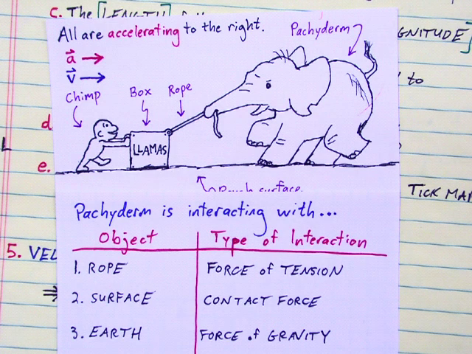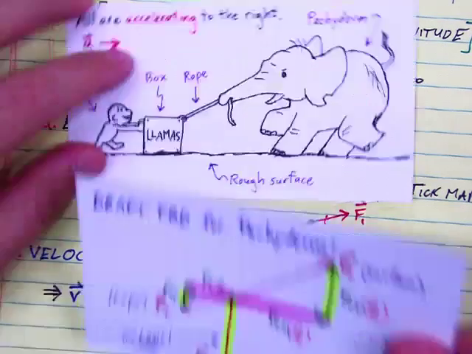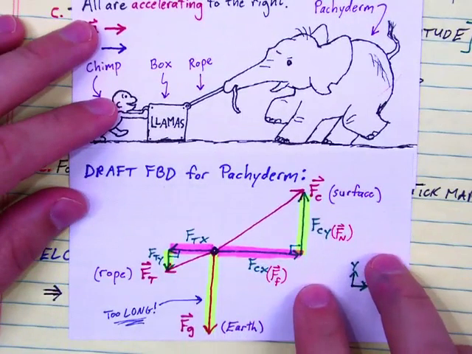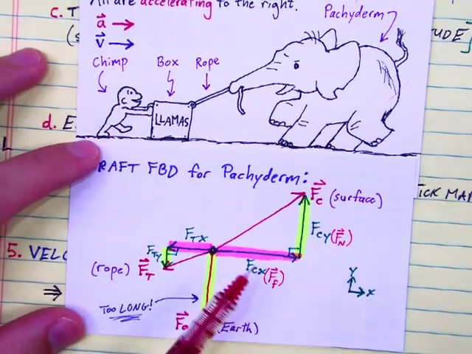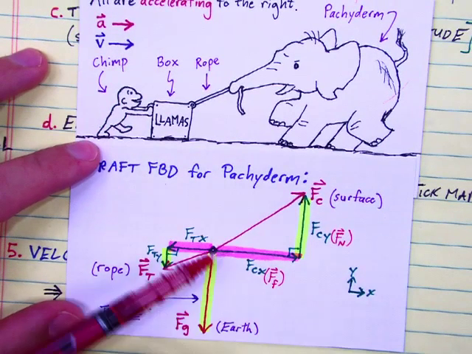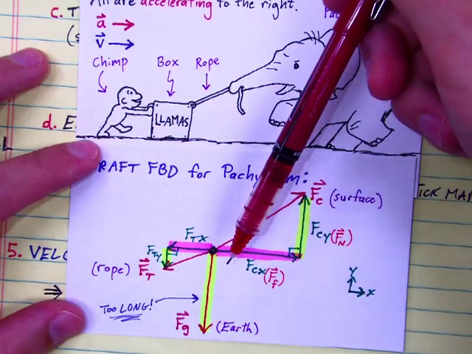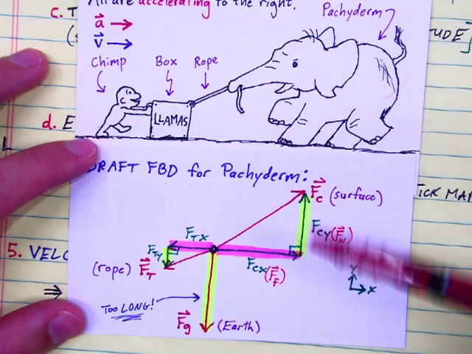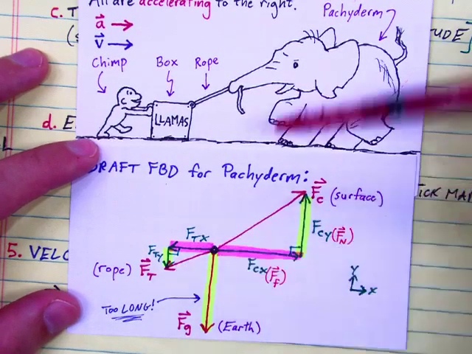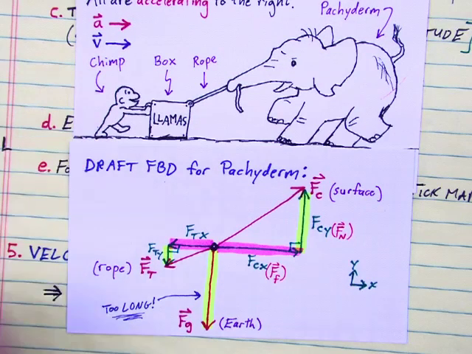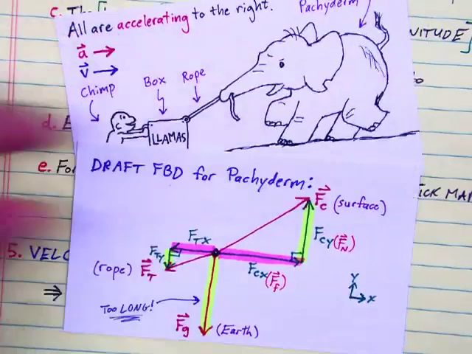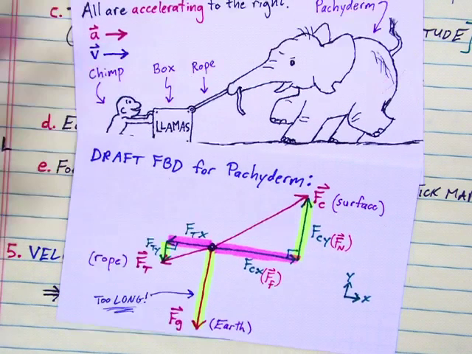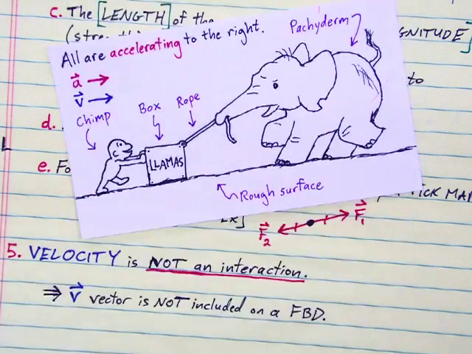Pause the video. Ready? Here's my draft FBD for the pachyderm. Contact force from the surface pushing up and to the right. Force of gravity from the Earth pulling straight down, and our tension from the rope pulling down and to the left. Once we clean that up, our final FBD, pause the video, clean it up, adjust yours. Ready? Final FBD for the pachyderm.